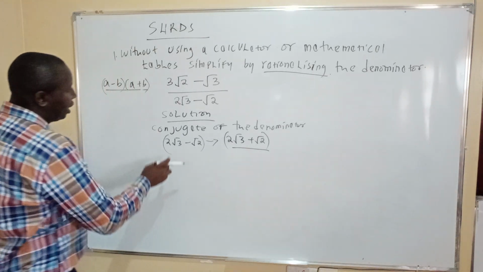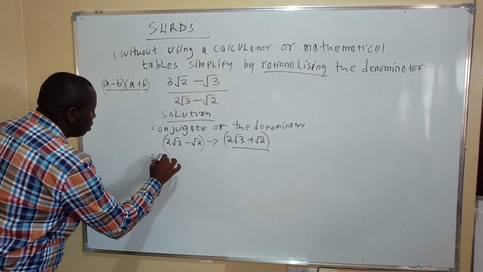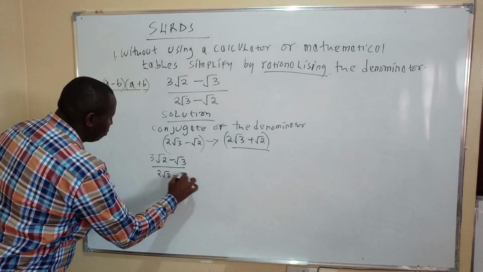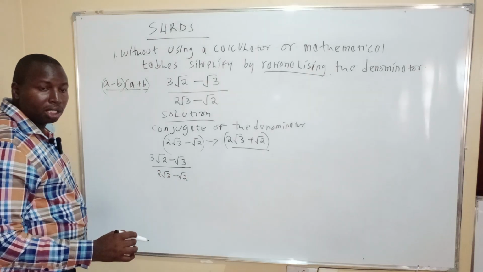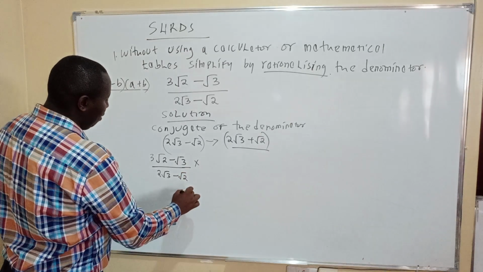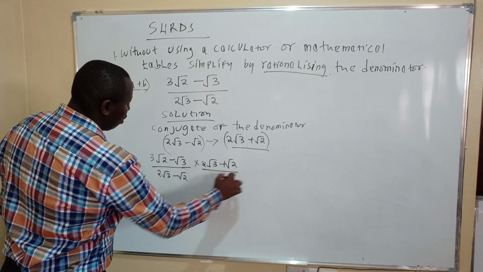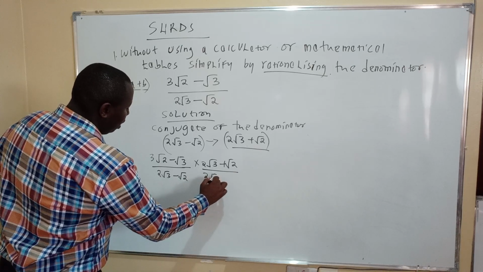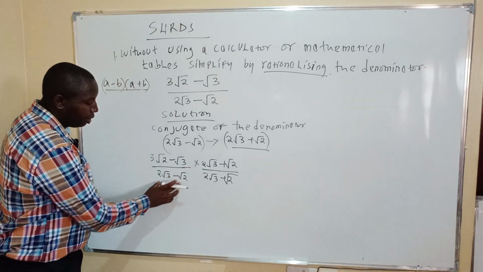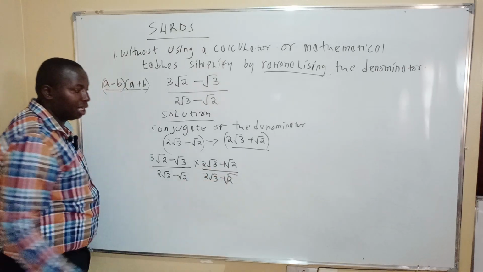So you take your equation, 3 root 2 minus root 3 over 2 root 3 minus root 2. You multiply both the numerator and the denominator by the conjugate. So multiply by 2 root 3 plus root 2 all over 2 root 3 plus root 2. The conjugate of this one is 2 root 3 plus root 2. This is the one that you multiply both the numerator and denominator by.